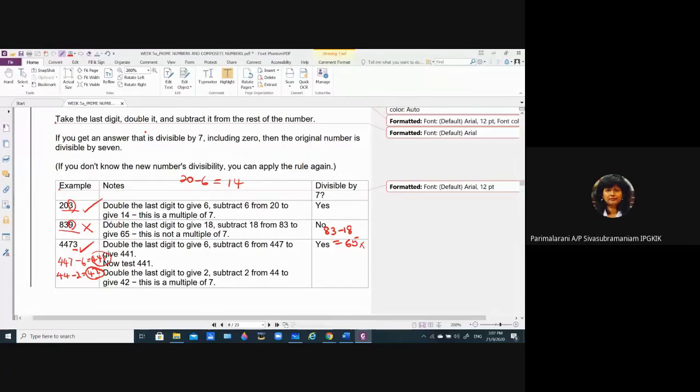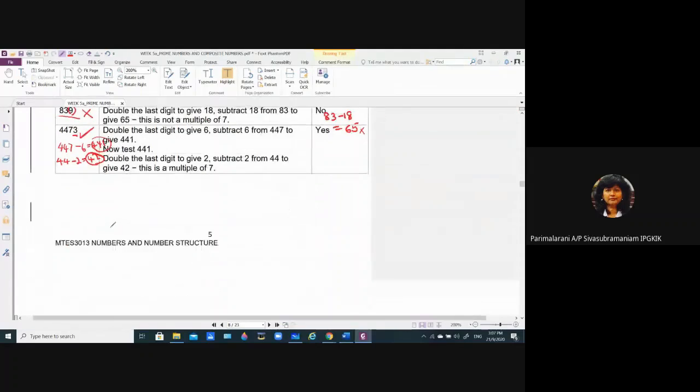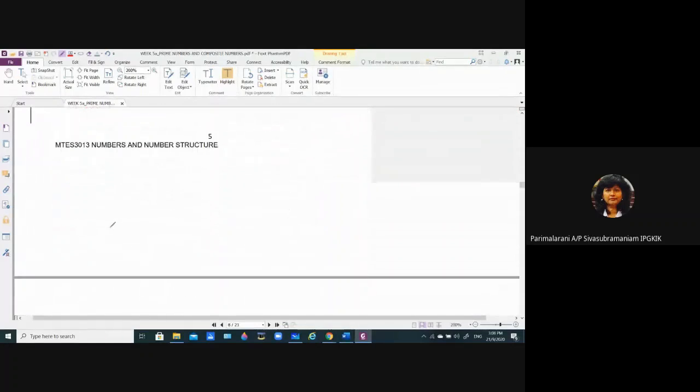Okay. So can you understand divisibility by 7? Yes. Okay. Only this is a little bit different. There are just a few that's a bit more difficult.